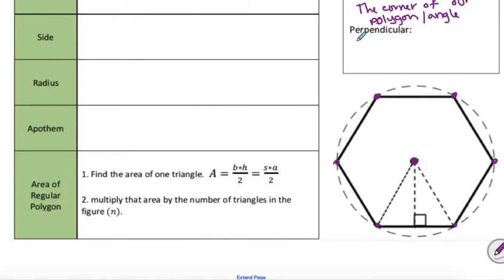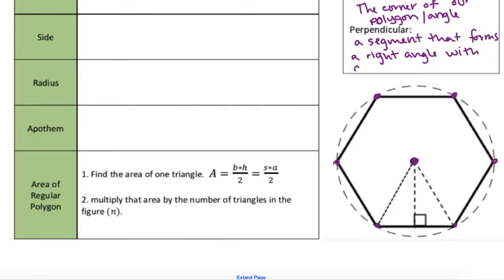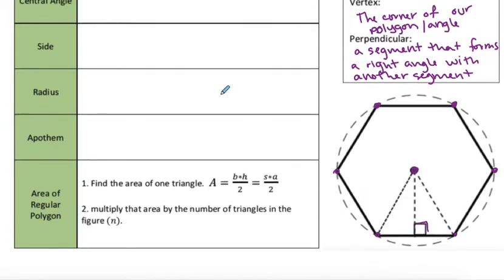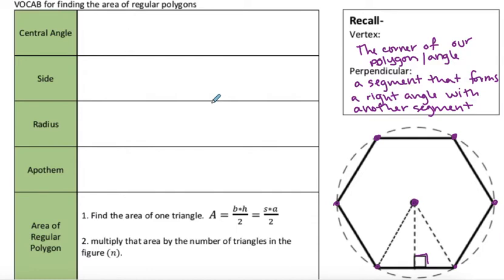Perpendicular, we're going to say, is a segment that forms a right angle with another segment. And so we're going to make sure that we have this perpendicular idea where we have a line drawn into the side. And so we'll talk about why we need those pieces here.